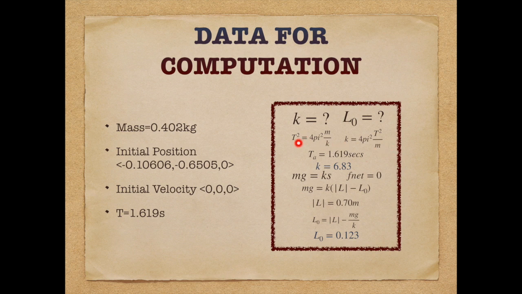Because we know what the oscillation time is going to be, we can use that equation and rearrange it to solve for K. We know the average is going to be 1.619 seconds, so we get that K is equal to 6.83. To solve for the L0, we're going to take the mass times gravity equals the Ks, and then rearrange that so that we get that L0 equals 0.123.